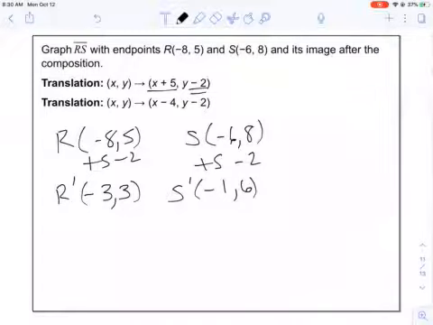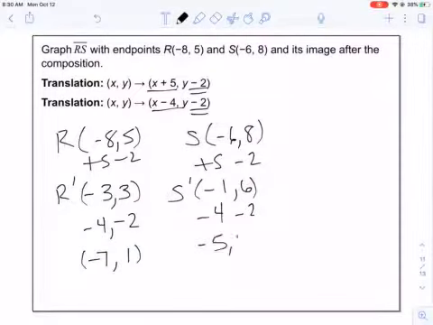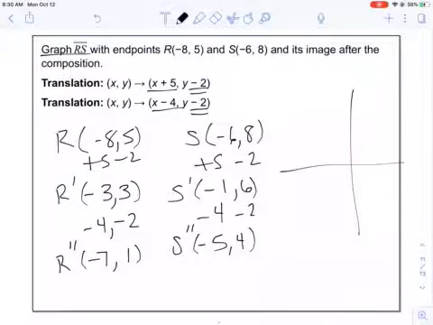Then we do it a second time, where it says subtract 4 from your x's and subtract 2 from your y's. So -7, 1, -5, 4. Since this is the second transformation, we call this R double prime or R second prime, and S double prime or S second prime. Make sure you plot all these points. Maybe I will this time just for the extra practice.